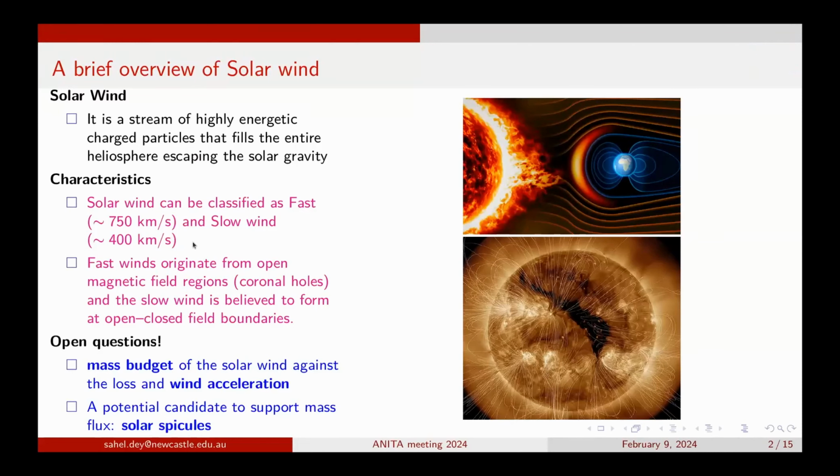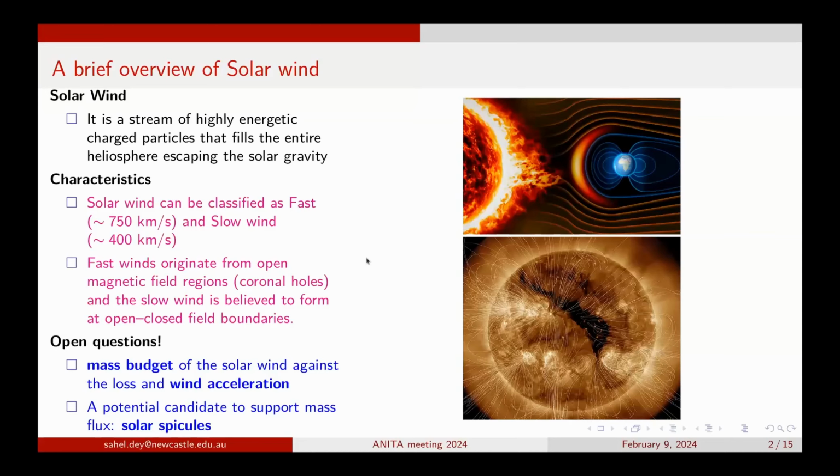So the solar wind is filling the whole heliosphere. Our Earth and other planets are also embedded in it, and it can affect the Earth's magnetic field. So it is really interesting to understand their physics. One of the open questions in this field is what the mass budget is, or what features are contributing to the mass budget of the solar wind.